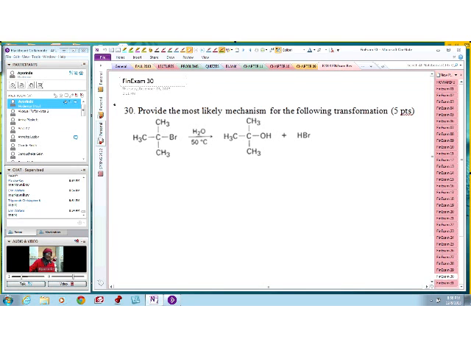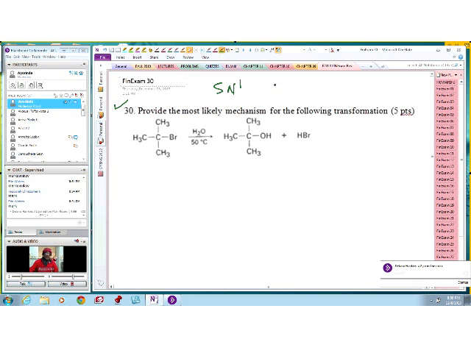Okay, let us see here. Emeka, can you go ahead and read question 30 for us? Provide the most likely mechanism for the following formation. Okay, thank you. Now we are getting to reaction mechanism. Does anybody know what type of mechanism this is? Let me give you some choices. Is it SN1? Apparently it must be a substitution reaction, or SN2. Will this be an SN1 reaction or SN2 reaction? SN1 reaction, very good.